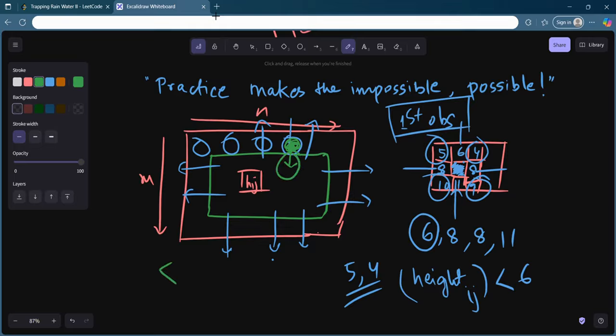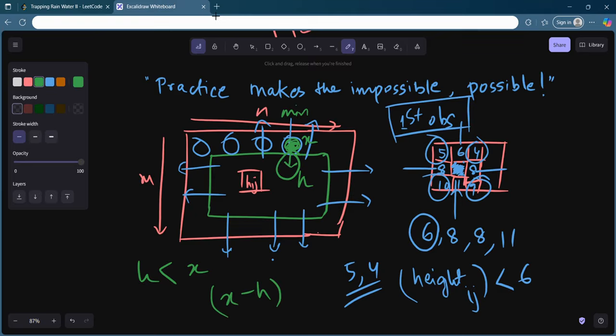is less than this boundary cell, the minimum boundary cell height. This is the minimum boundary cell height, right? All other boundary cells are definitely greater than this. So if this is even lower than this, then I can store some amount of water. So what is the amount of water? If the boundary height is x and this height is h, and x is greater than h, then definitely the amount of water which I can store is x minus h.